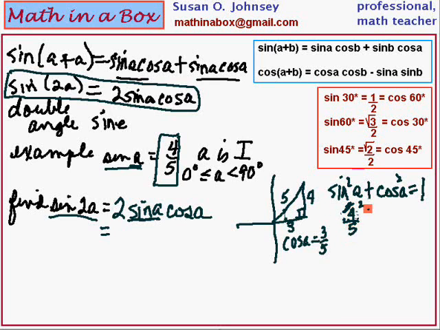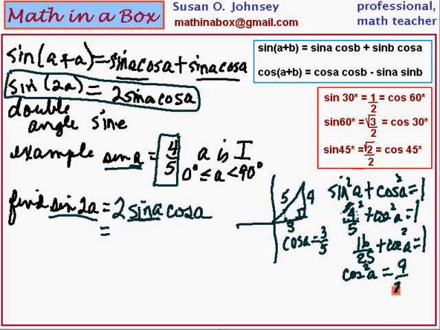4/5 squared plus the cosine squared of A is 1. If we square 4/5, we will have 16 over 25 plus the cosine squared of A equals 1. Now to solve, we subtract 16 25ths from both sides, and you will have 9 25ths when you subtract that from the 1. And then we're going to take the square root, because we have cosine squared. I know it's a little hard, but there is a square there.